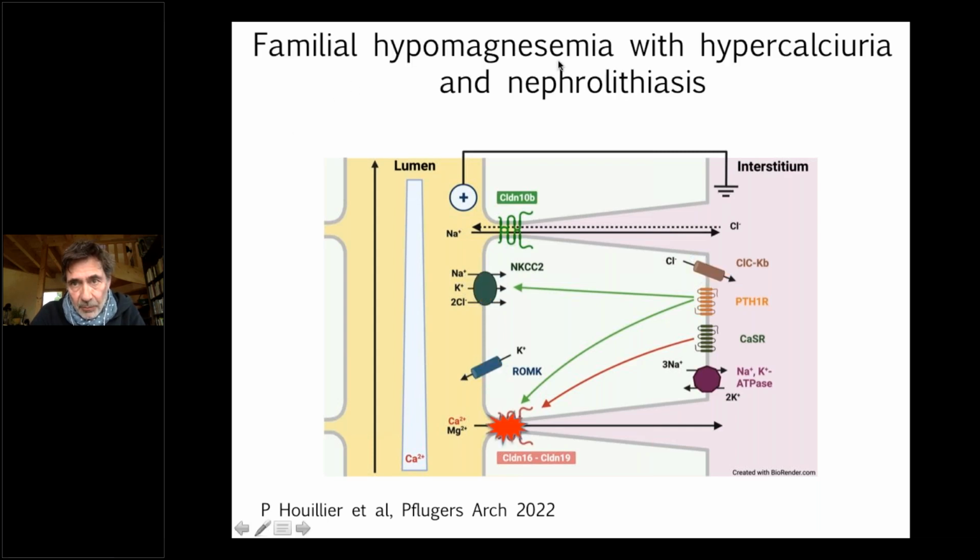Familial hypomagnesemia with hypercalciuria and nephrocalcinosis is due to pathogenic variants in Claudin 16 or Claudin 19, the two Claudins that are co-expressed at the tight junction in the thick ascending limb, and one is deficient. The permeability of the paracellular pathway is down, and less calcium and less magnesium can be reabsorbed.